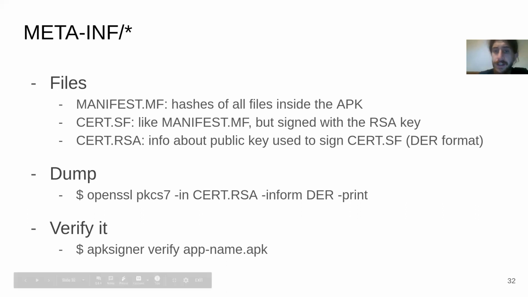You can dump the content of this with this command, OpenSSL, and again, to verify that an app is actually signed properly, you can use this apksigner verify program. Okay. Again, what does it mean properly signed? It means that first of all, the hashes match. So the hashes of all the files in the APK match the ones specified in the manifest and in the CERT.SF, and that you can verify that this signature is produced by the public key listed in this CERT.RSA.